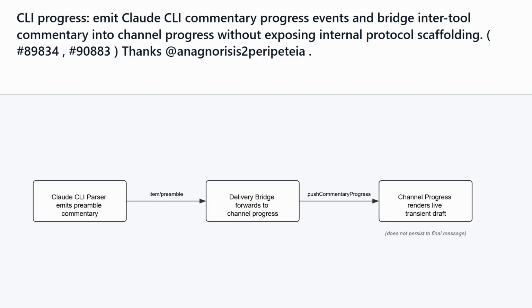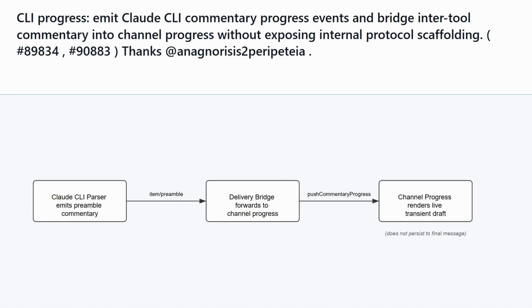This restores inter-tool commentary visibility in channel progress drafts. Users now see transient progress like, "I'll read each file and summarize it," before tool calls execute. The commentary is transient. It does not persist to the final message. The fix closes issue 87.3.26 for Claude CLI commentary, and the PR includes real Telegram desktop proof showing live progress rendering during a turn.